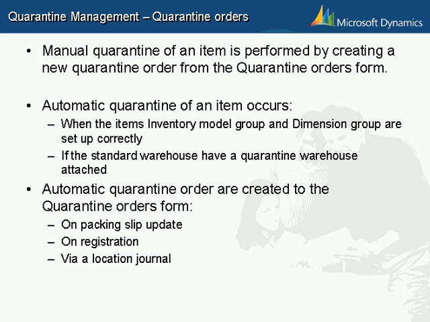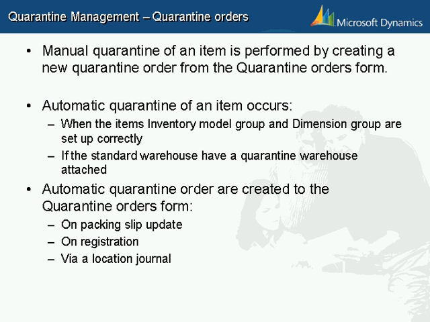Manual quarantine of an item is performed by creating a new quarantine order from the quarantine orders form. Automatic quarantine of an item occurs when the item's inventory module group and dimension group are set up correctly, as I showed, for example, in exercise 8.1, and second option, if a standard warehouse has a quarantine warehouse attached. Next, automatic quarantine orders are created in the quarantine order form on packing slip update, on registration, and via allocation journal.